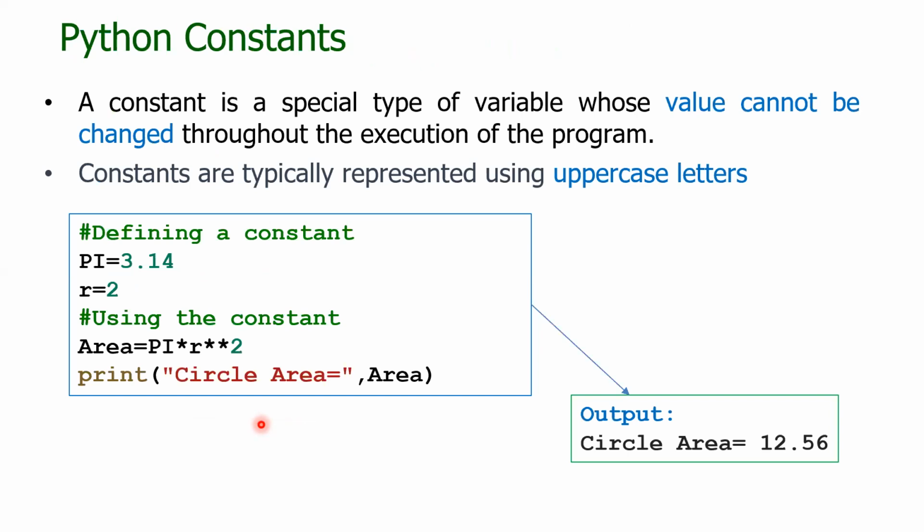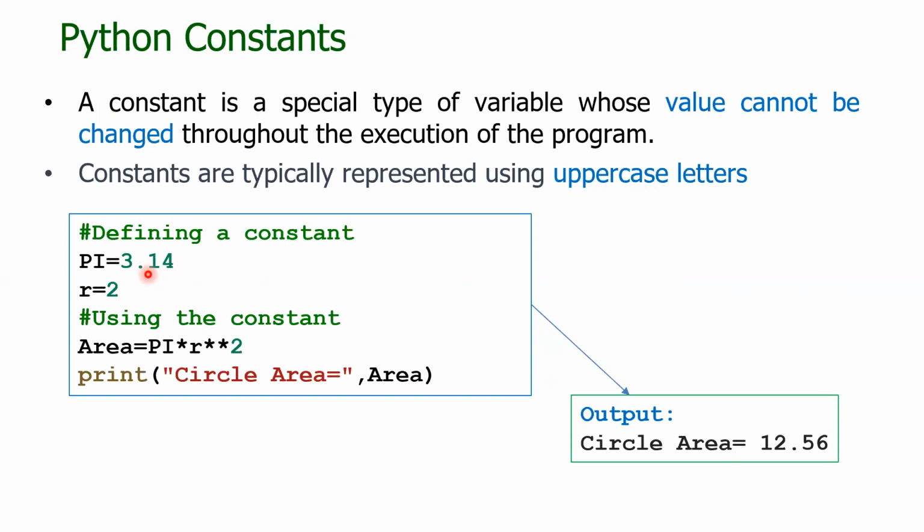Now let us look at the Python constants. A constant is also a special type of variable where the value cannot be changed throughout the execution of the program. That means for any other variable, if you write x equal to 10, you can modify it as x equal to 20 at a later part of the program. Whereas for a constant, once you define the value, you are not allowed to change it throughout the execution of the program.